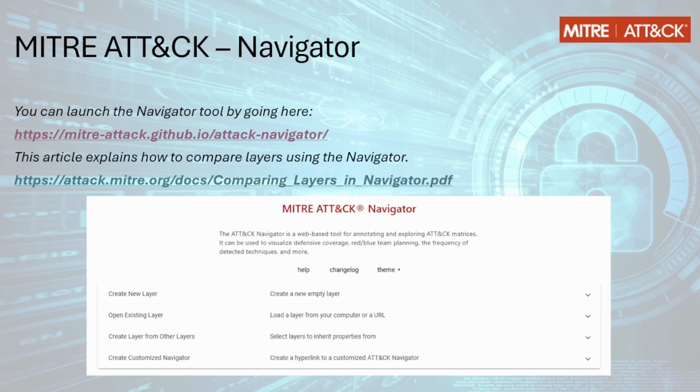Attack Navigator. The Attack Navigator is a web-based tool for annotating and exploring attack matrices. It can be used to visualize defensive coverage, red or blue team planning, the frequency of detected techniques, and more. You can launch the Navigator tool by going to https://mitre-attack.github.io/attack-navigator. The article in this link explains how to compare layers using the Navigator. We'll use this article for comparing layers as part of the walkthrough next.